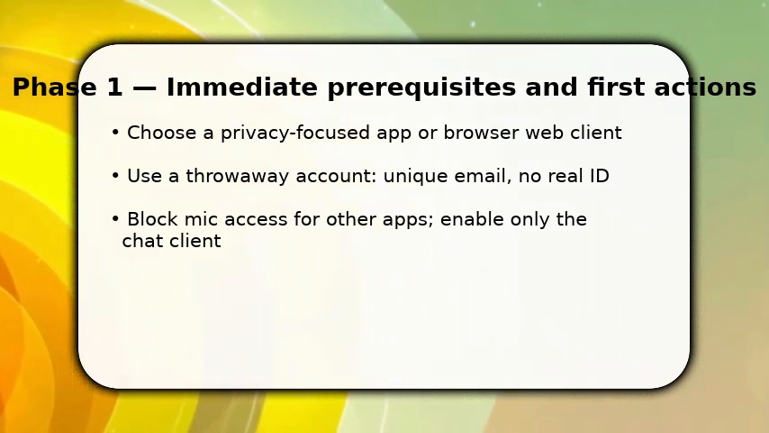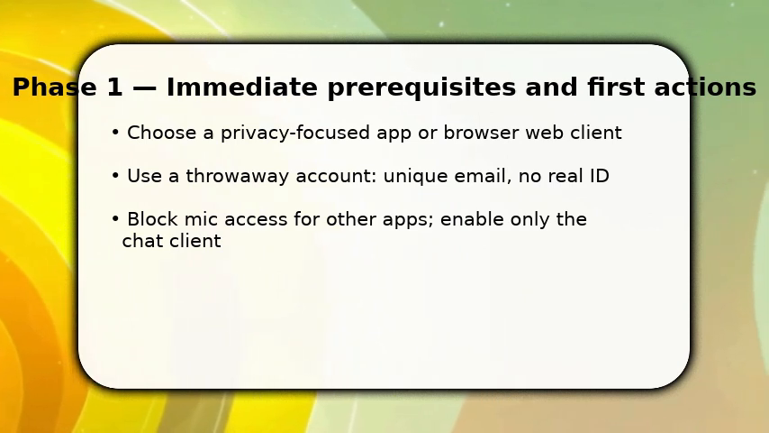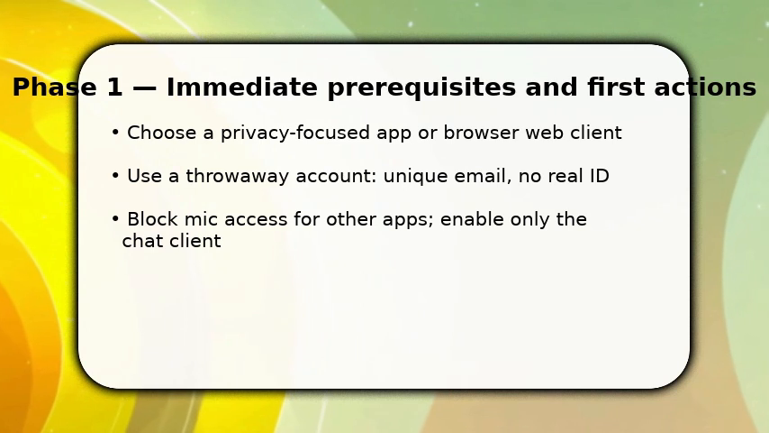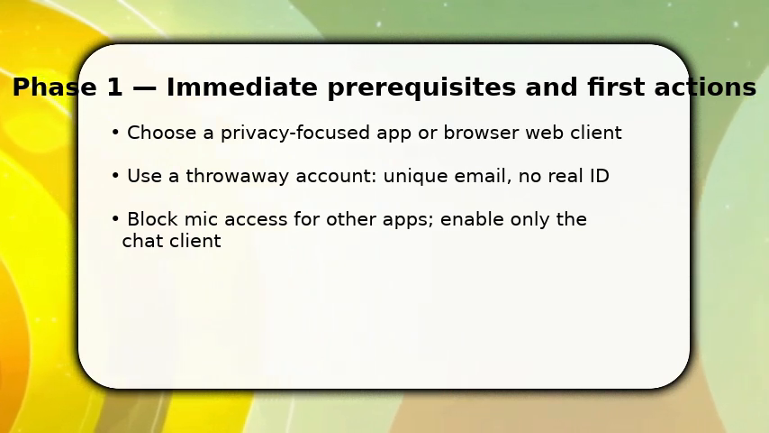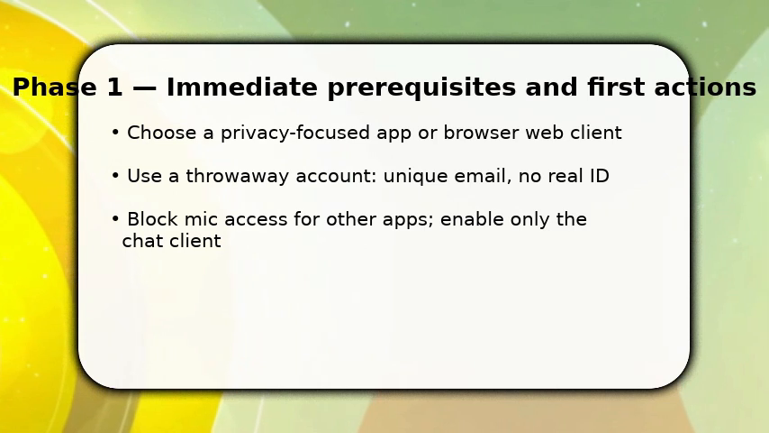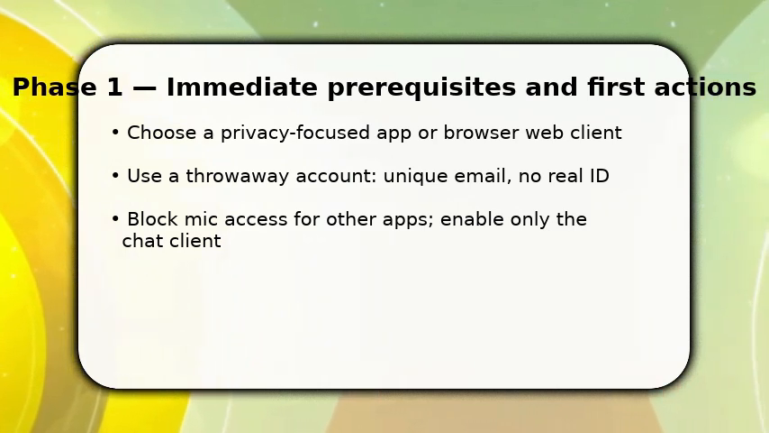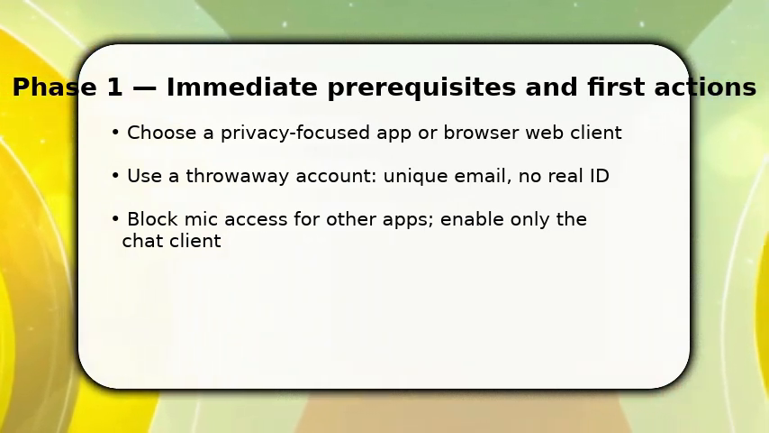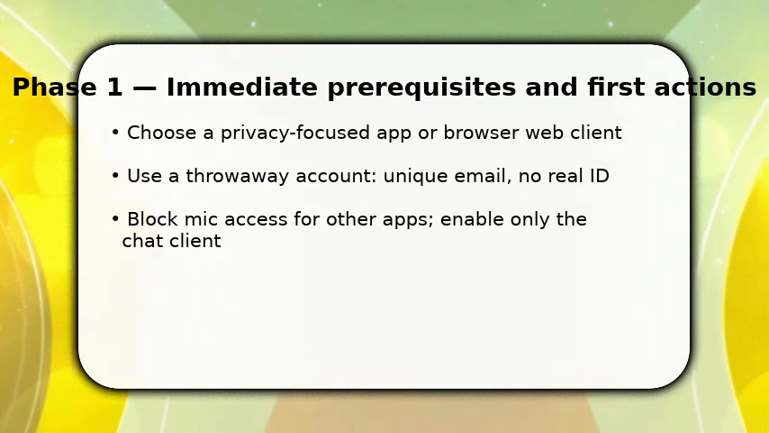Once done, configure device permissions. Disable microphone for all other apps and enable only the chat client to prevent leaks. Make sure to use a VPN or Tor for network anonymity. This reduces traceability and keeps your voice traffic routed through a different IP.